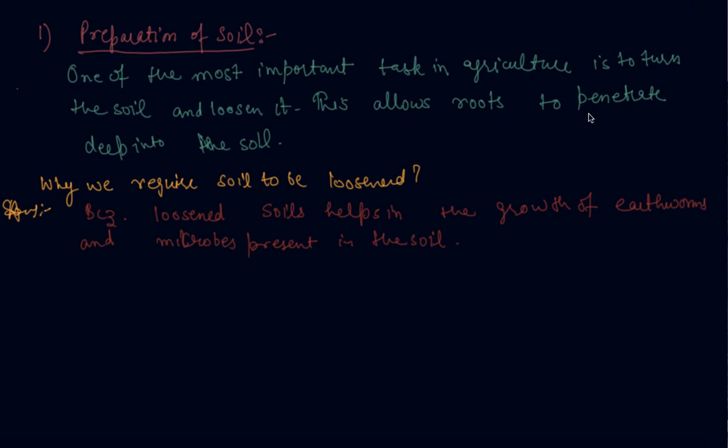These organisms like earthworms and microbes are the friends of the farmer, since they further turn and loosen the soil and add humus to it.